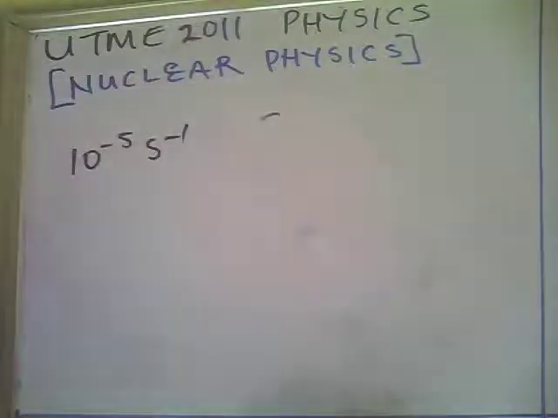A radioactive isotope has a decay constant of 10 raised to the power minus 5 per second. Calculate its half-life. Without wasting our time, we can easily see that this question relates the half-life of a radioactive substance and the decay constant.